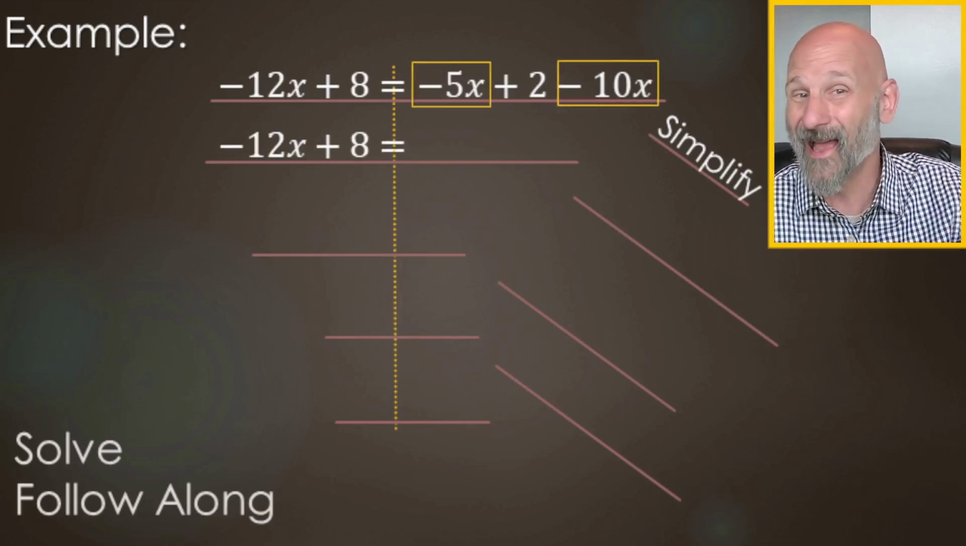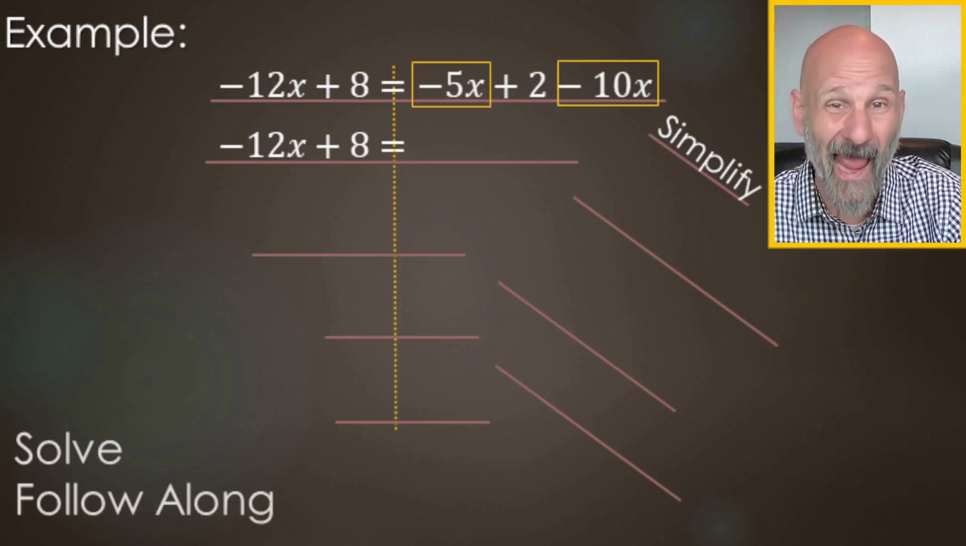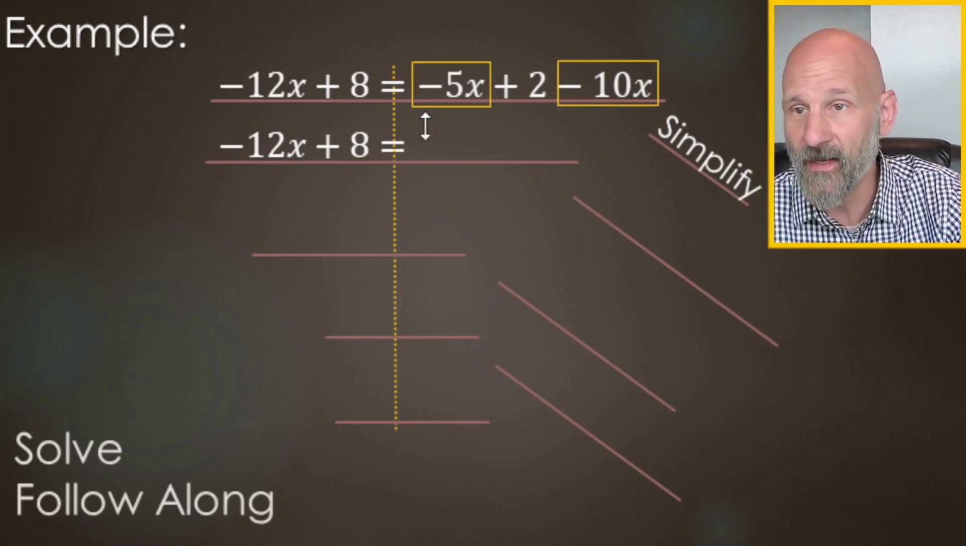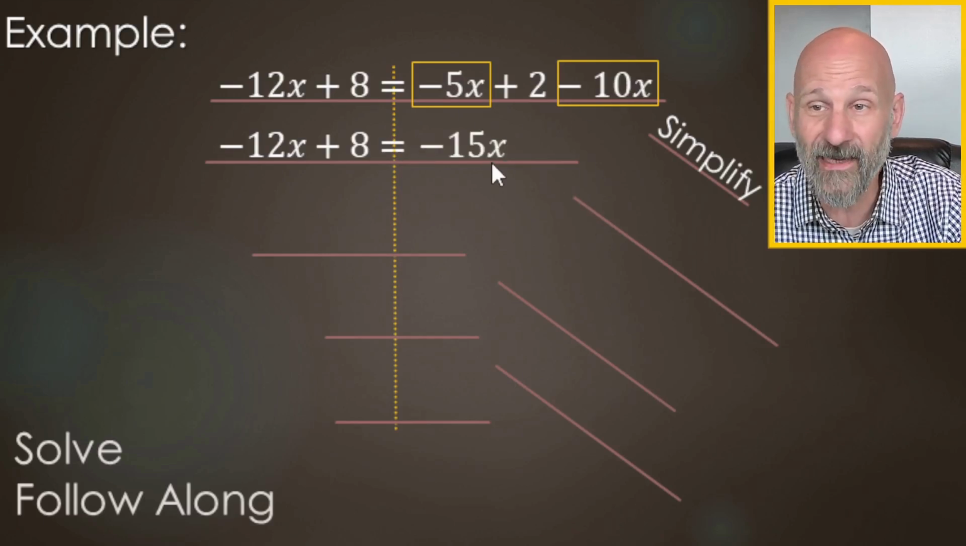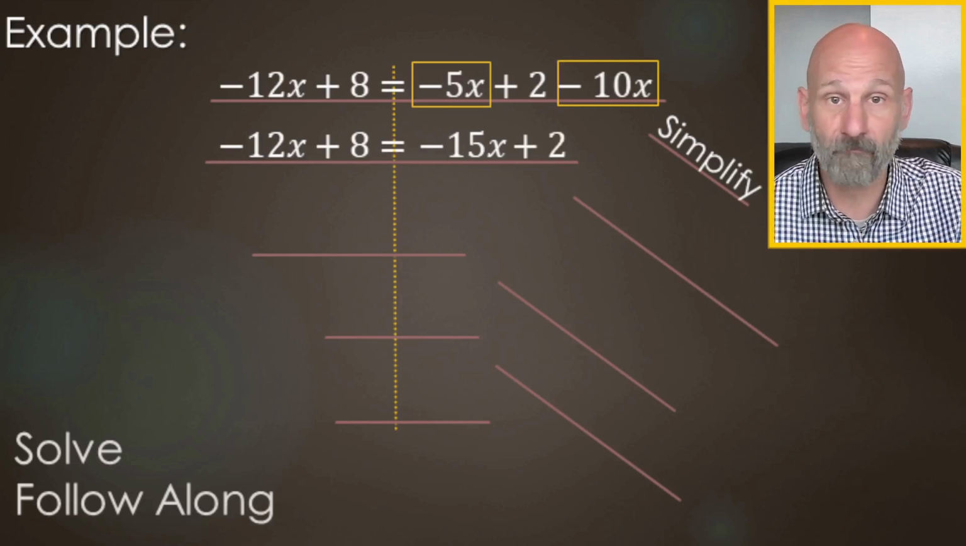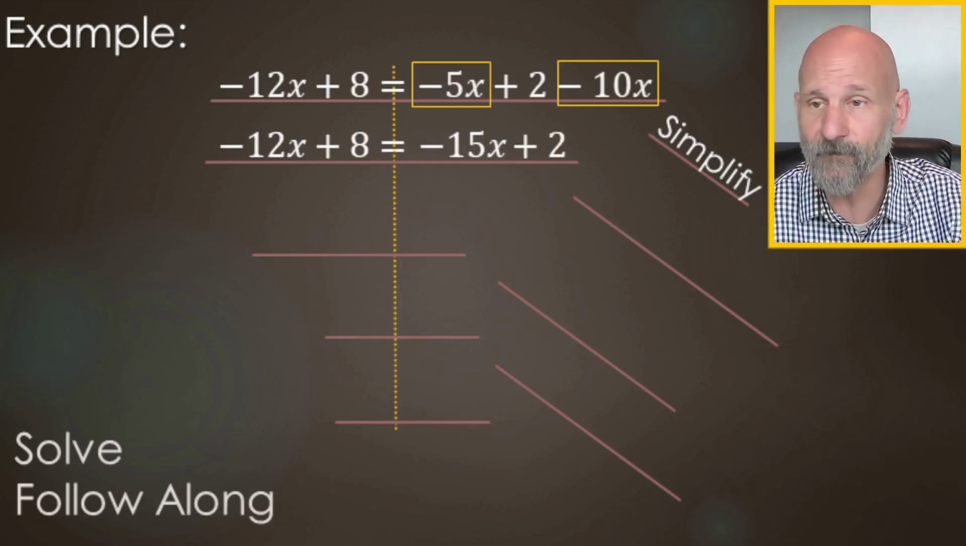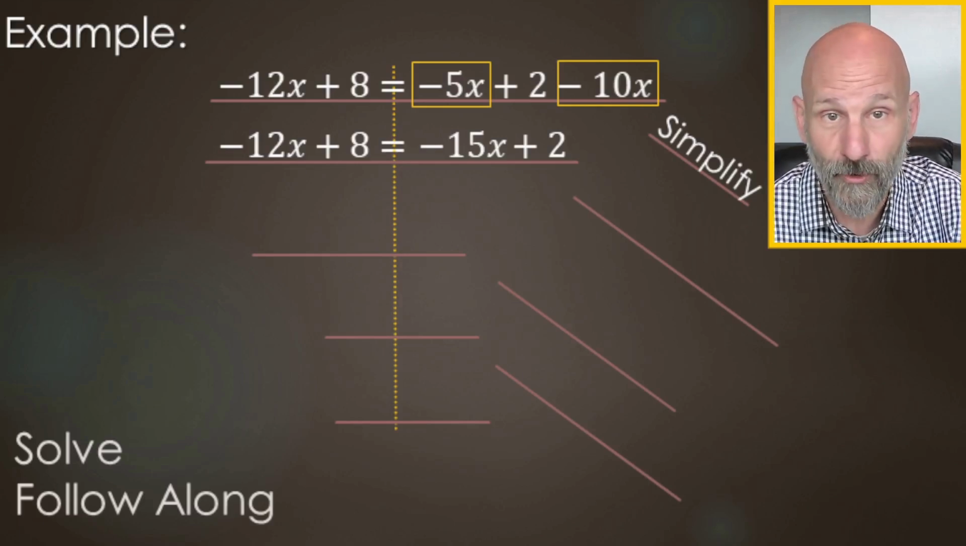We got two x terms, so we're going to go ahead and add those up, add like terms. Negative 5x's and then minus 10x's, that's going to make negative 15x's, and then we still have the plus 2 there. Now we have both sides all cleaned up, all simplified. So now we look to do our solving.